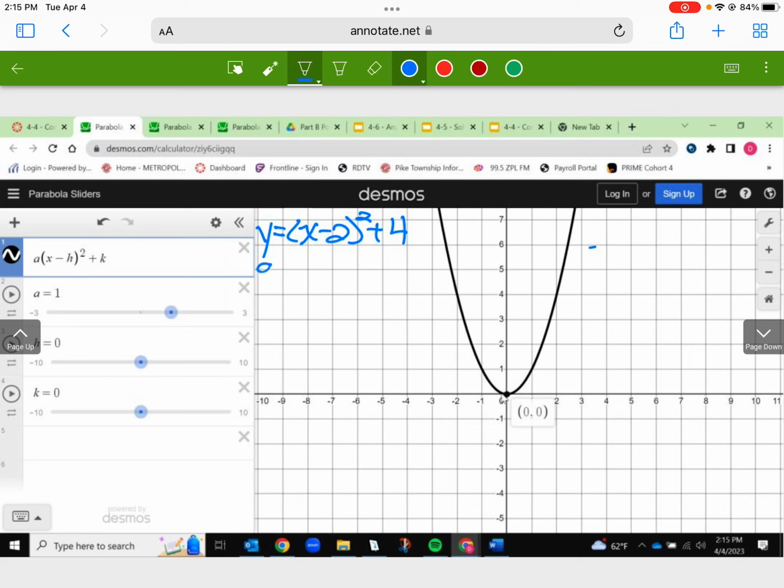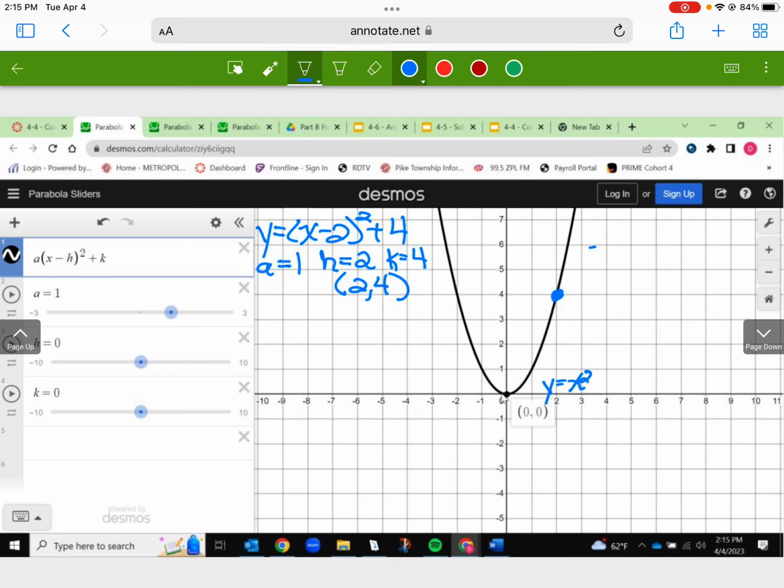What is my A value in this vertex form? 1. What is my H value? 2. And my K value is 4. So that means my vertex is at 2, 4, correct? So I go over to 2 and up 4. There's my new vertex.